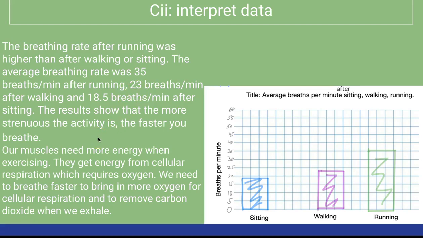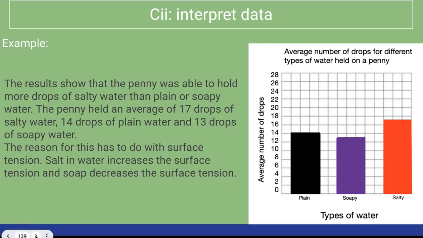Now, one more piece can be explaining why you think this happened. What is the science behind the results? So here you might say something like, our muscles need more energy when exercising. They get energy from cellular respiration, which requires oxygen. We need to breathe faster to bring in more oxygen for cellular respiration and to remove carbon dioxide when we exhale. Let's look at one more example.